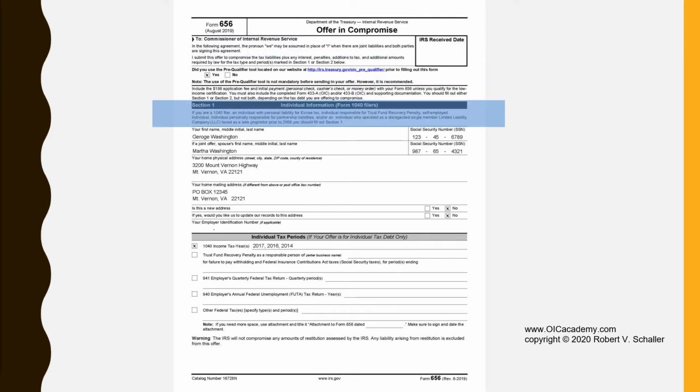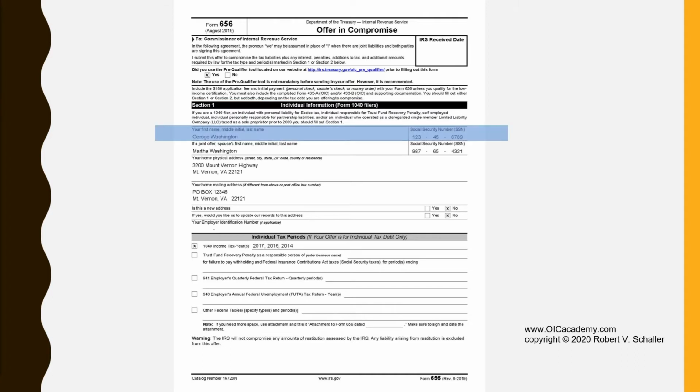You'll notice in Section 1, under Individual Information, this is where Form 656 identifies the taxpayers if they are individuals. If it is a corporation or LLC, that name would be identified somewhere else on the form. But Section 1 is for individual information. The very first box will be the name of the taxpayer and Social Security number for the person seeking to compromise the taxes. Below, it says if a joint offer is filed, the name of the spouse. So you would not automatically include the spouse's name, only if the spouse agrees to be part of the offer. And if so, the spouse's Social Security number.